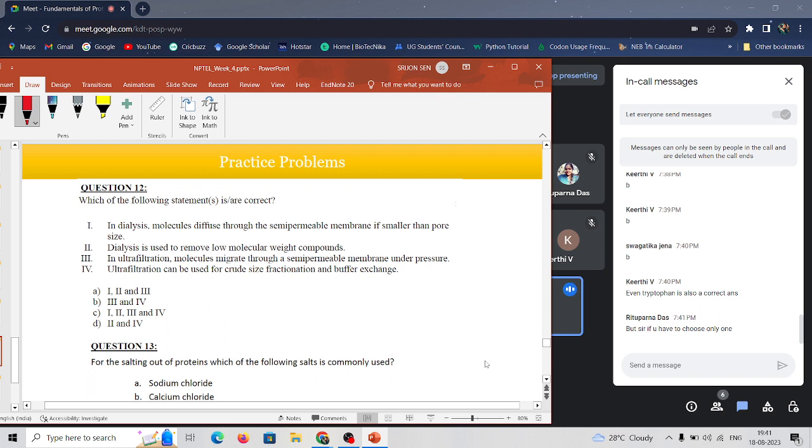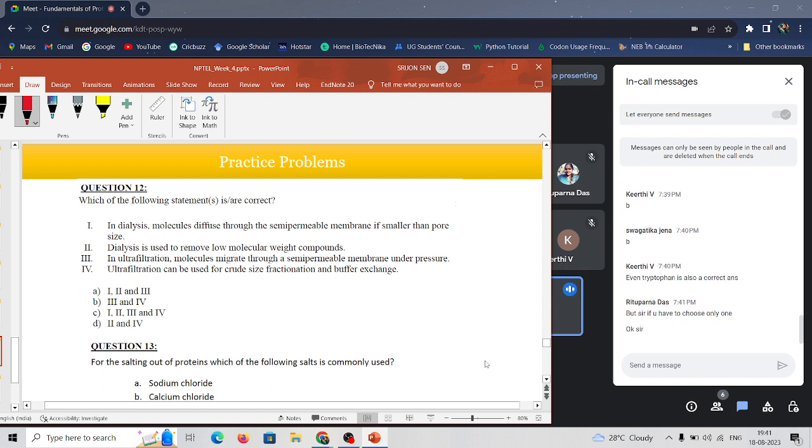Okay, but if you have to choose only one, then you go for tryptophan, because tryptophan has an even higher molar extinction coefficient than tyrosine. So if you see the profile of absorption, you will understand. Also from the structure, you can understand that tryptophan will absorb more because of its pi electron cloud, or the ring that it has. Okay.